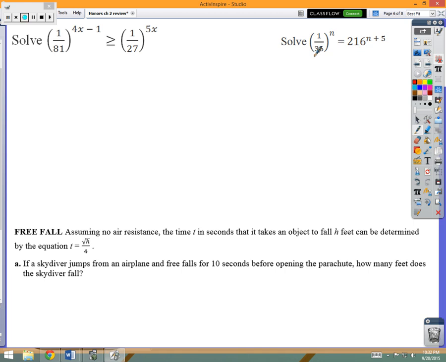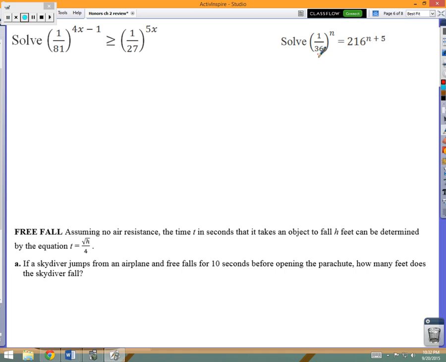36 and 216. If I do 36 times 36, that's 1200, almost 1300. So we're going to have to change them both. Move number 1: 36 to the negative 1. Then we're going to swap out 36, I'm pretty sure, for 6 to the negative 2. I'm just going to times that to the n, negative 2n.